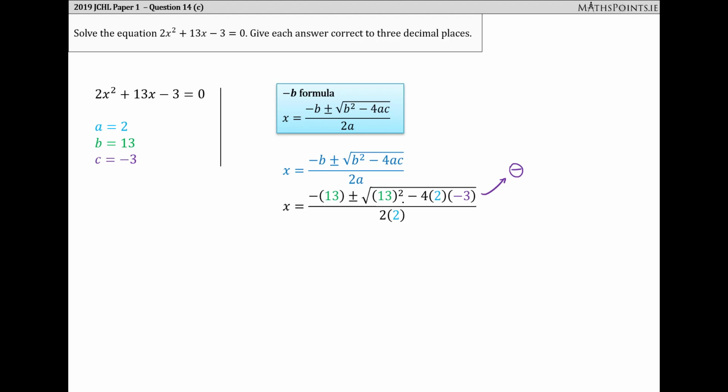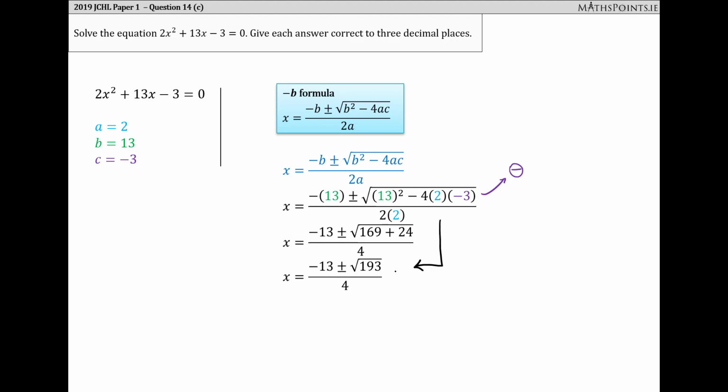We're going to do all this bit under the square root, and we get 13 squared is 169, minus 4 by 2 by minus 3 is plus 24. We can simplify that further. 169 plus 24 is 193. You can go from this line straight down to here and get the 193, but the more lines that we write in our calculation, the more likely it is that we'll pick up all the attempt marks if we make an error in the calculations.